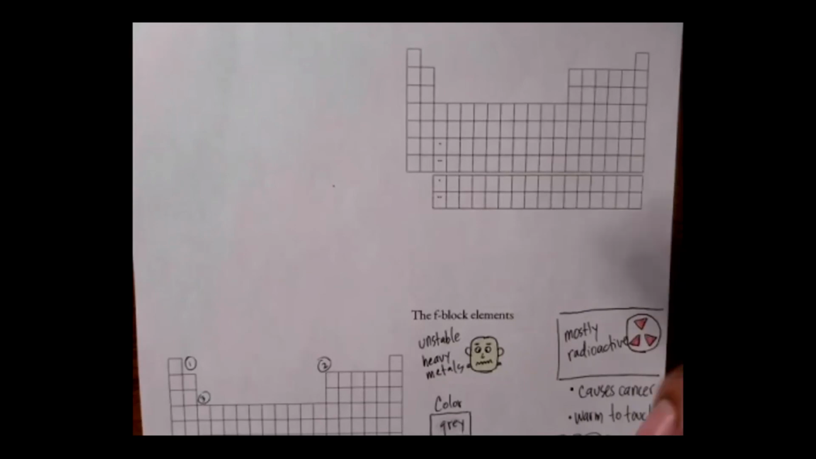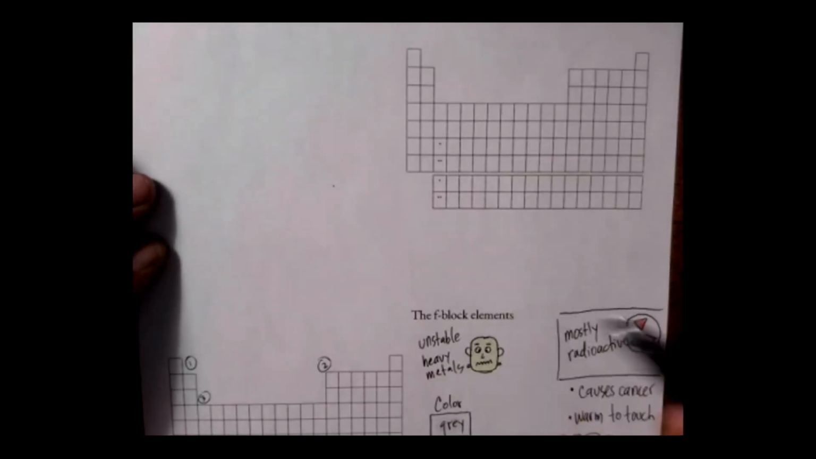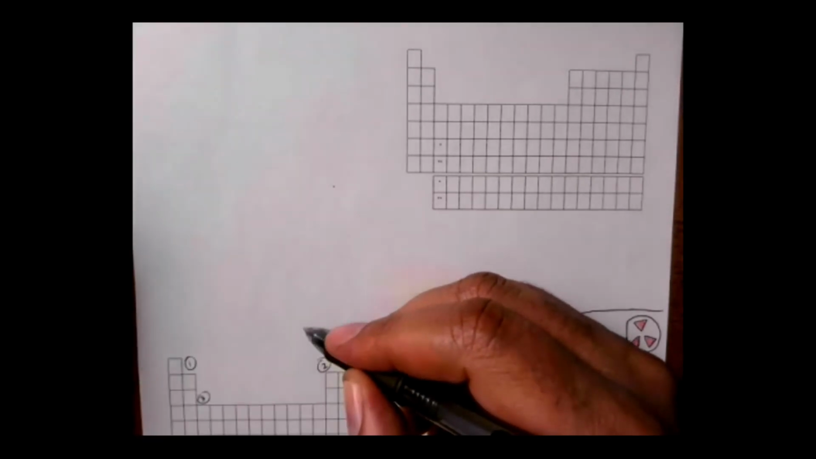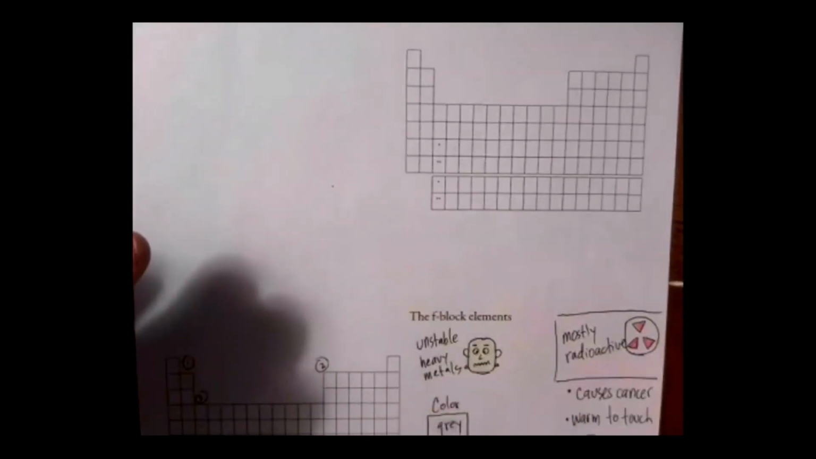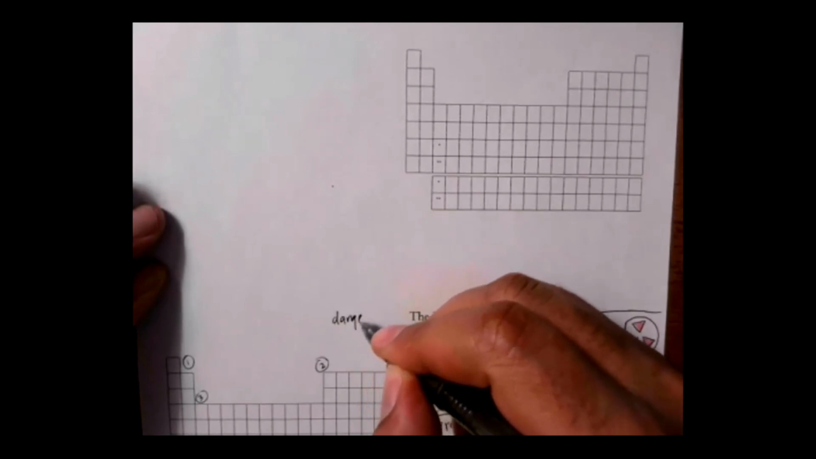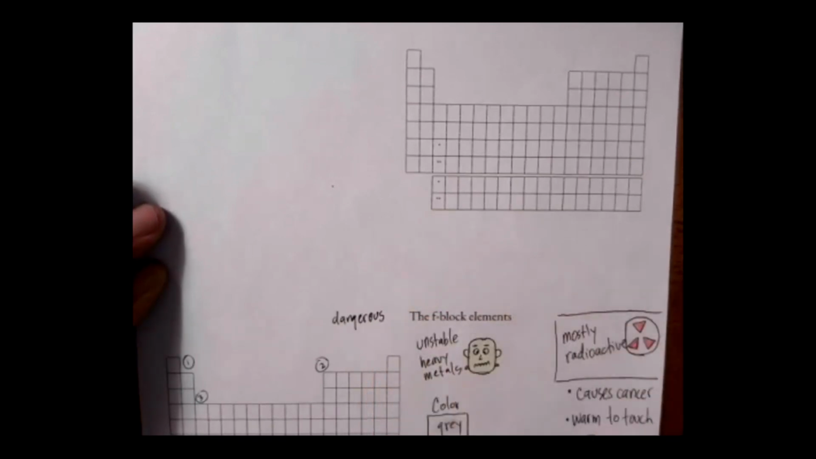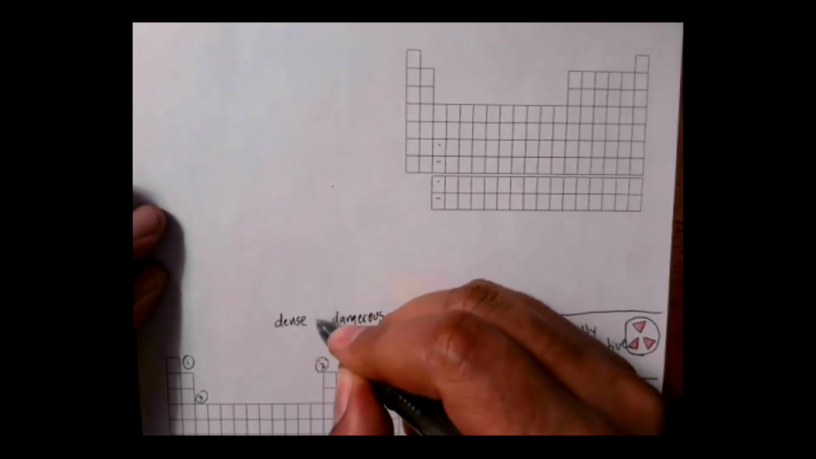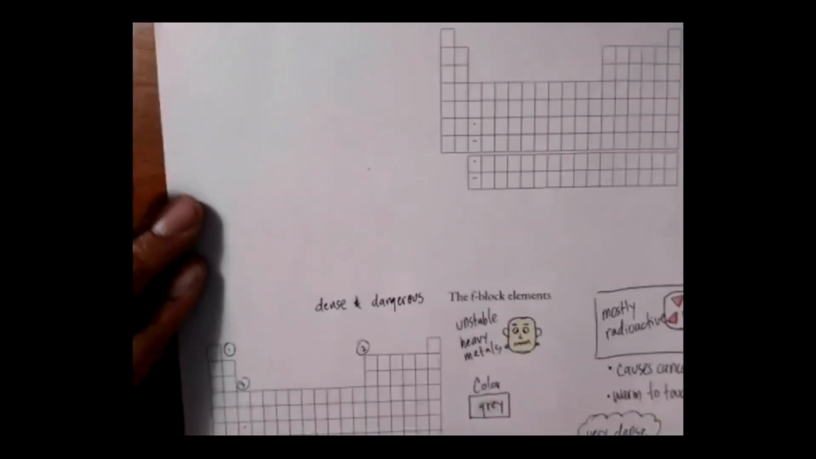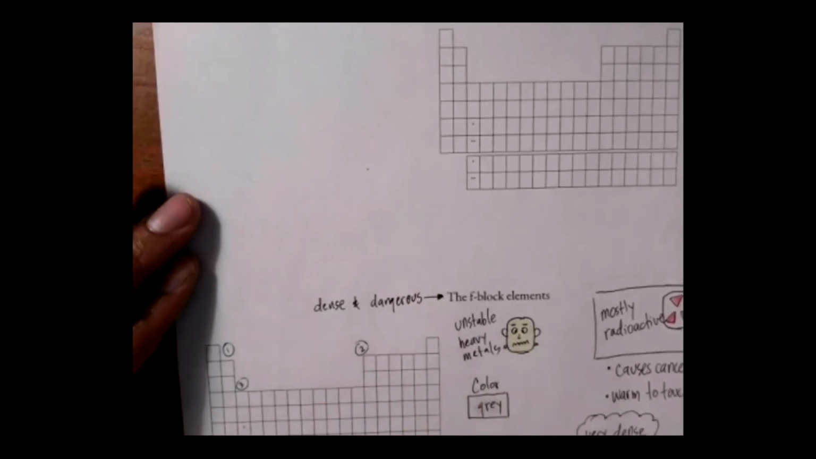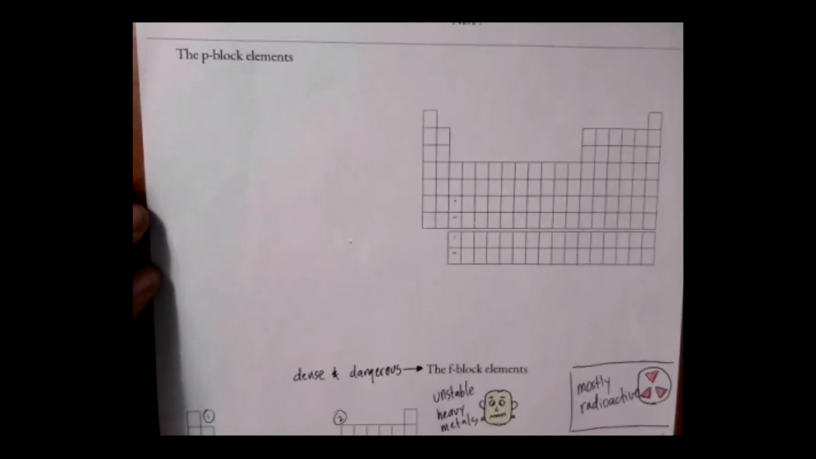I'm going to call this dangerous. I said not dense, dense, and then very dense. I'm going to say dangerous. Dense and dangerous. That's good. Dense and dangerous. This is kind of how I would characterize F block elements in general. All right, let's go on to the P block elements.